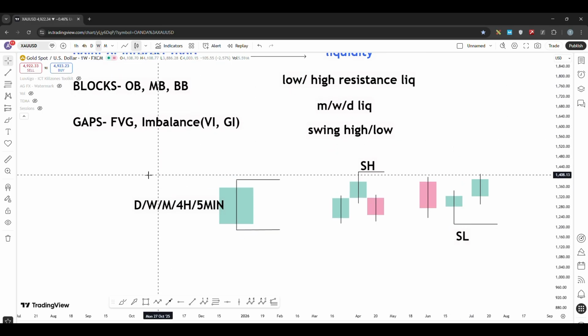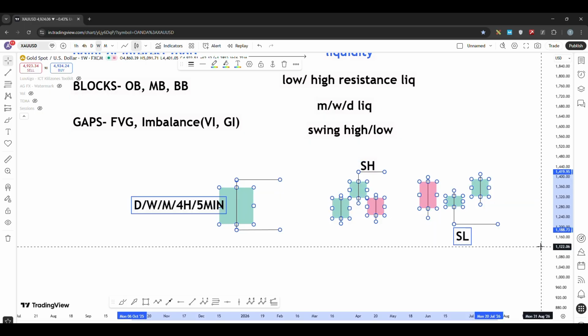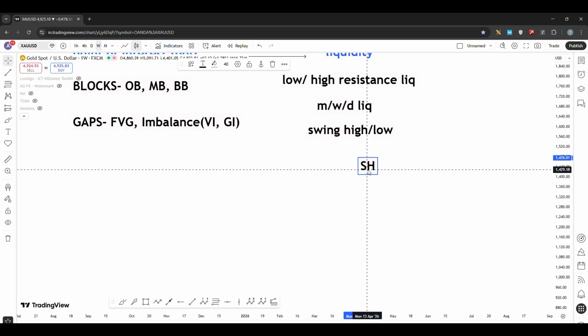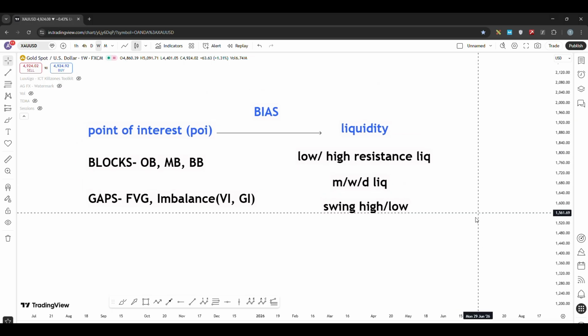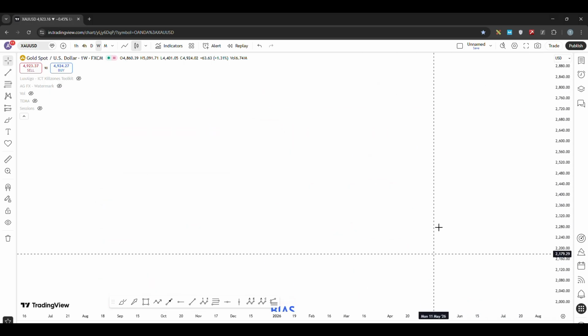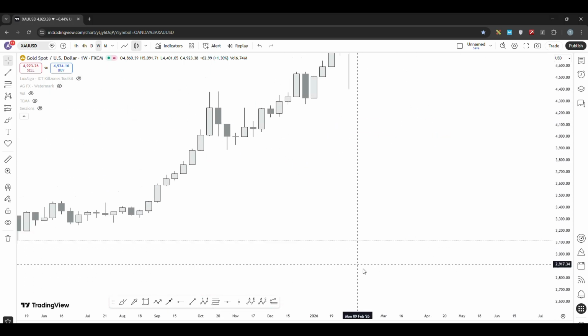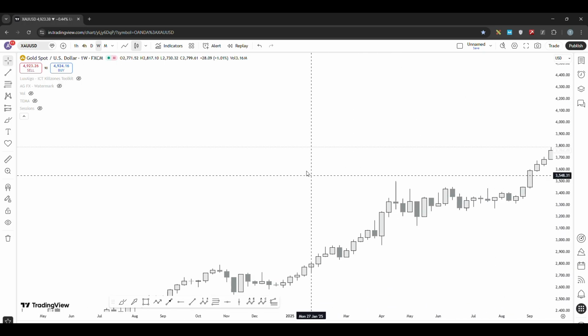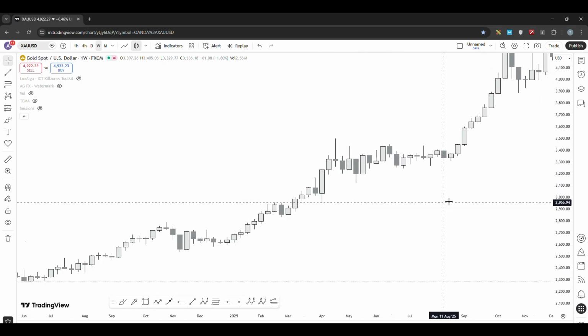Okay, so now let me remove all of them. Hope till now you have understood everything that we have studied. It's very simple stuff. Okay, so now let's look at the chart in gold. So this is the weekly chart in gold. So let's look at the example.